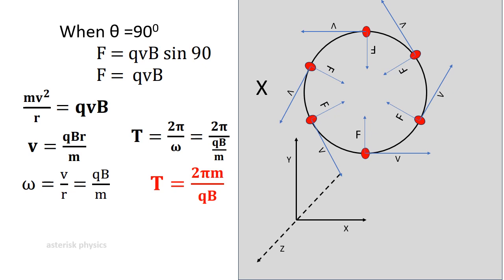That is, every T units, the particle will complete one full circle, or one cycle, or one revolution. So T is called the time period of circular motion. The reciprocal of time period gives you frequency. Frequency nu equals 1 by T, which is the reciprocal of time period, that is qB by 2 pi m. This is the working principle of the particle accelerator called a cyclotron.